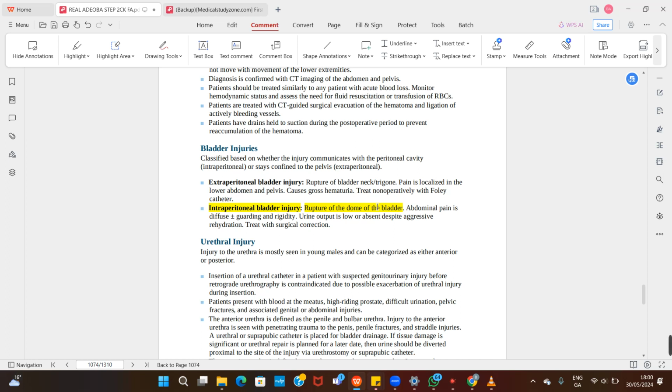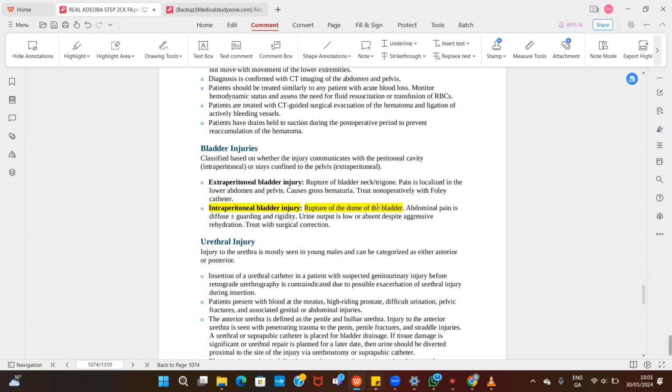Again, because of the fact that the urine is entering into the peritoneum, they are going to have signs and symptoms of chemical peritonitis, which include diffuse abdominal pain, guarding, rebound tenderness, and rigidity. So, you definitely need to surgically treat a patient with peritonitis. That's why intraperitoneal bladder injury involves surgical correction.